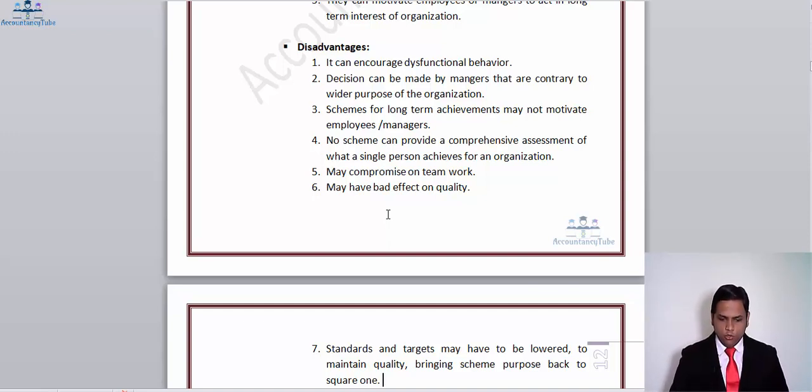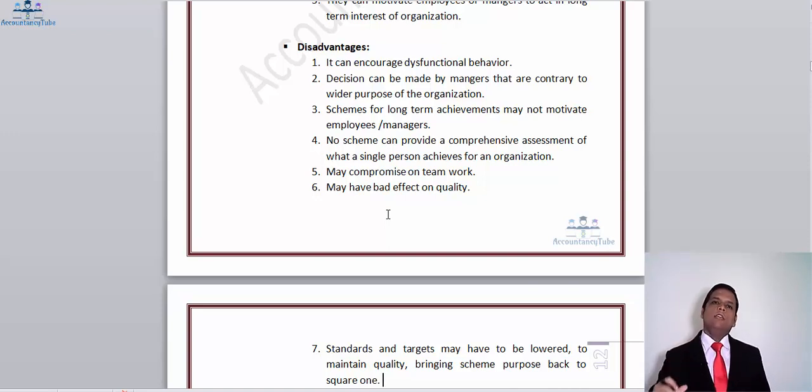After that, we've got no scheme can provide a comprehensive assessment of what a single person achieves for an organization. This is a fact. No company in the world can claim that they know exactly the level of performance which each employee is contributing toward the organization as a whole. No one can do that.